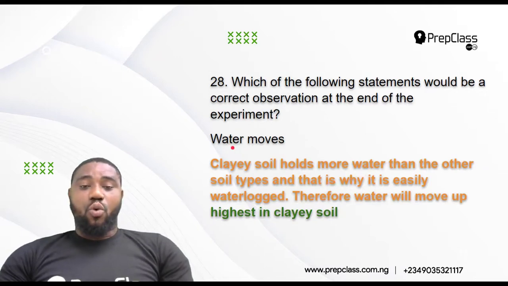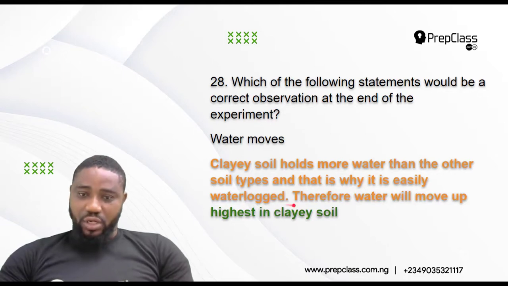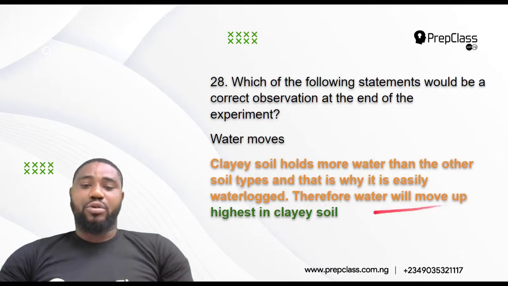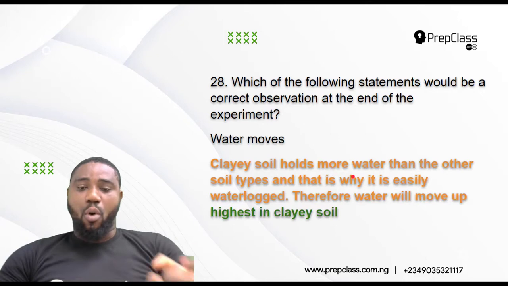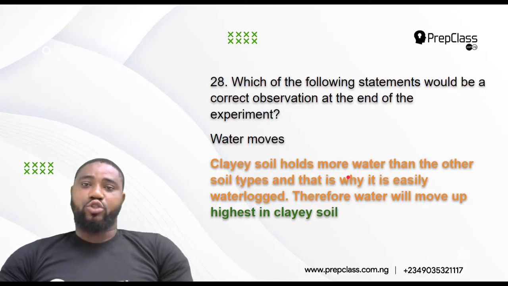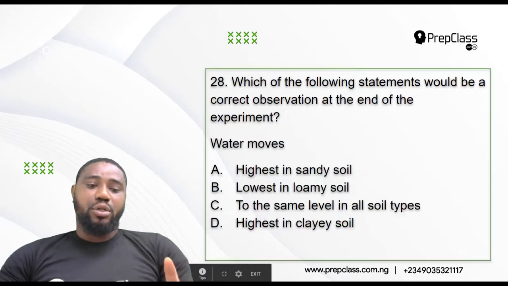I said clay soil holds more water than the other soil types. That is why it is easily waterlogged. Therefore, water will move up highest in clay soil. So, talking about the one that water will move highest, it depends on the one that can hold more water. So, since clay soil holds more water, it will absorb more water than the other two soils. So, because of that, water will move up in the tube.